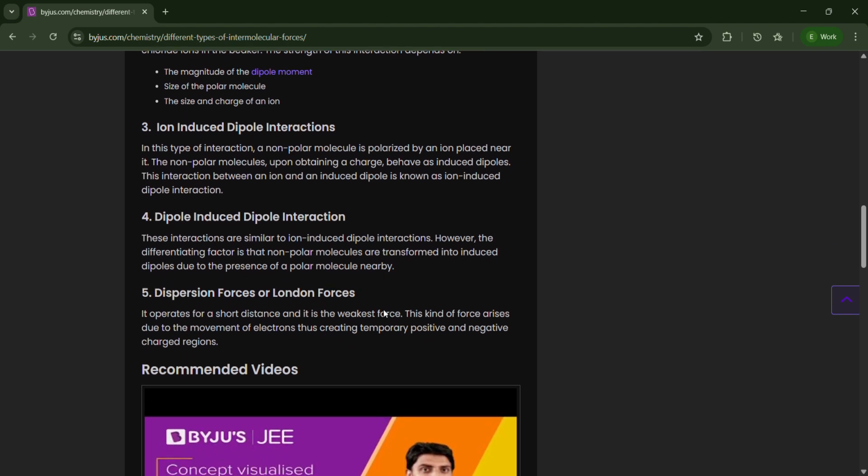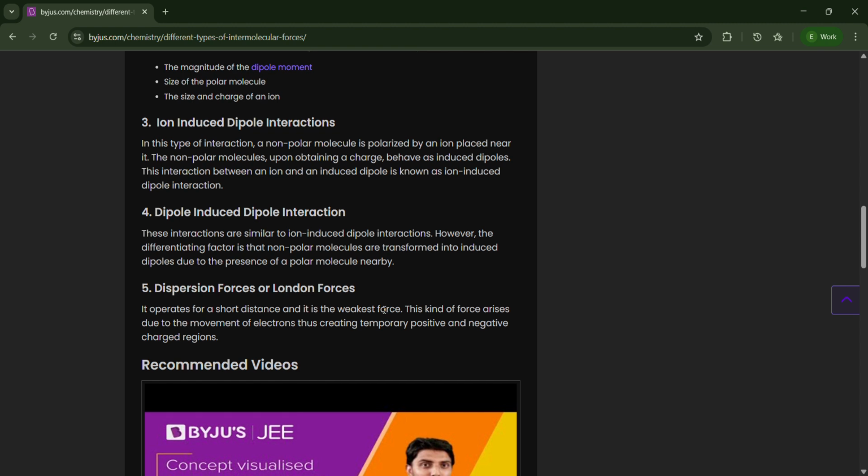Ion-induced dipole interactions. In this type of interaction, a non-polar molecule is polarized by an ion near it. The non-polar molecule, upon obtaining a charge, behaves like an induced dipole. So this is an important point. This interaction between an ion and an induced dipole is known as ion-induced dipole interaction.